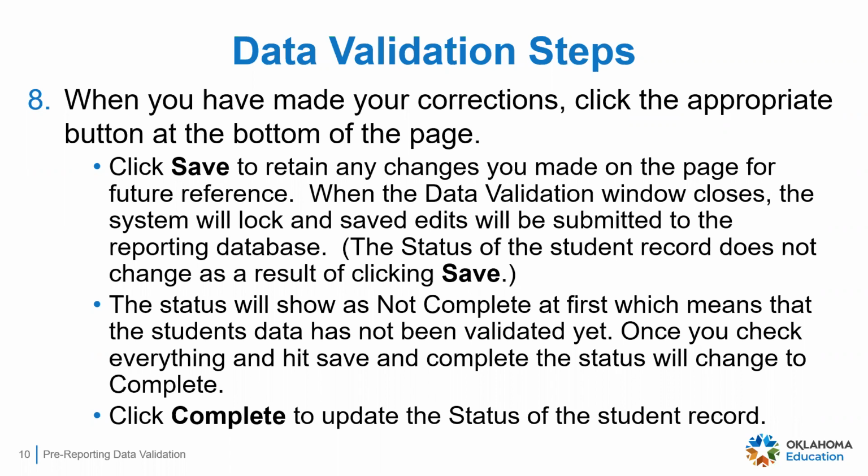Also, something that DRC pointed out, that sometimes is an issue people get confused about, is the status. When you look at status on the students, it will say not complete. That does not mean that testing was not complete. It means that the data validation is not complete for that particular student. So don't panic if you see a student's status says not complete. Once you've gone in and validated it and clicked save and then clicked complete, it will change to saying complete, and that will show that the student record has been validated and all the information is good to go.